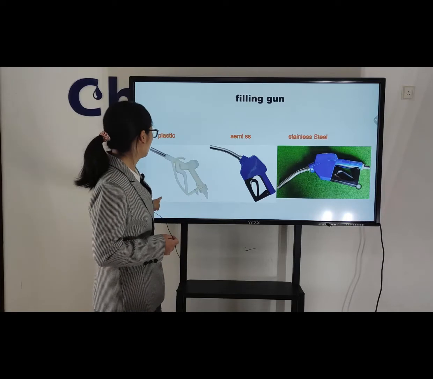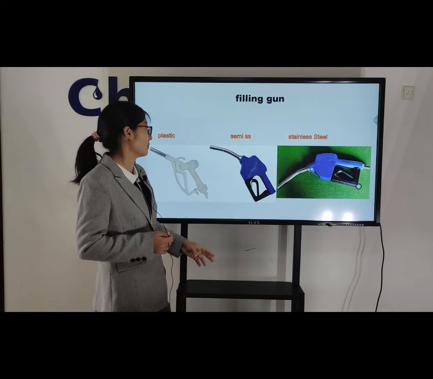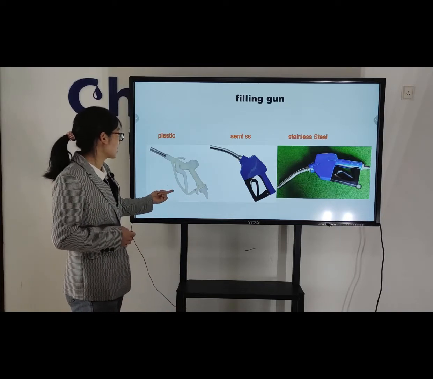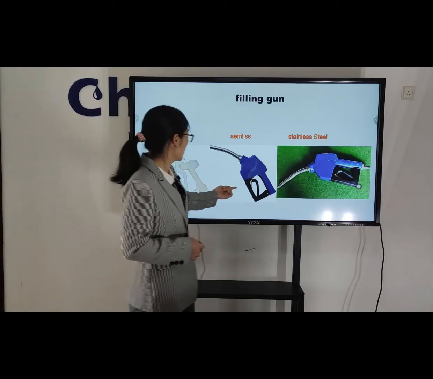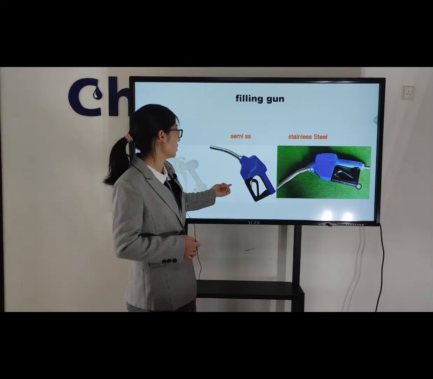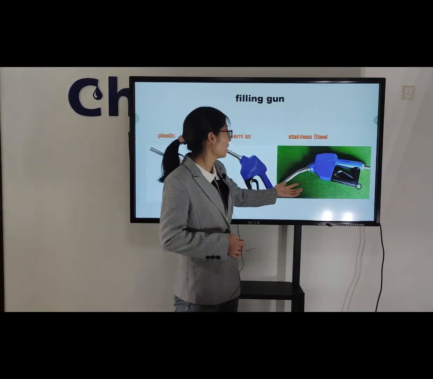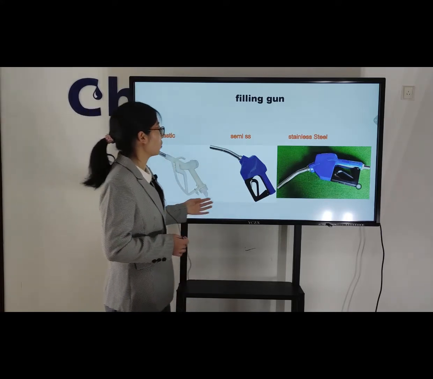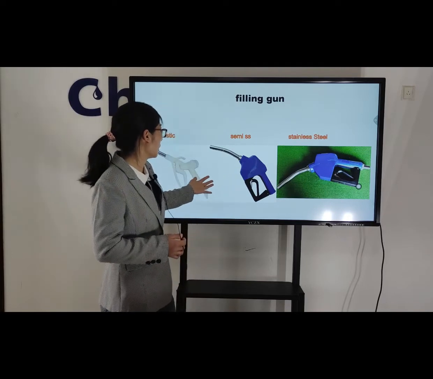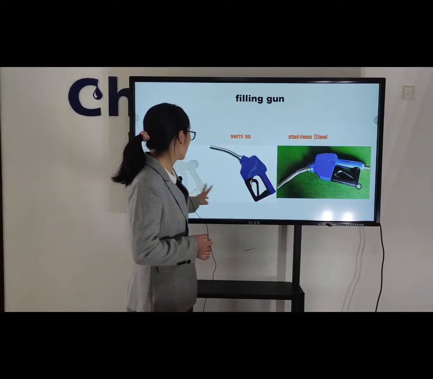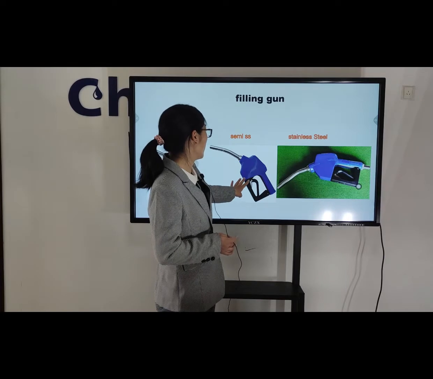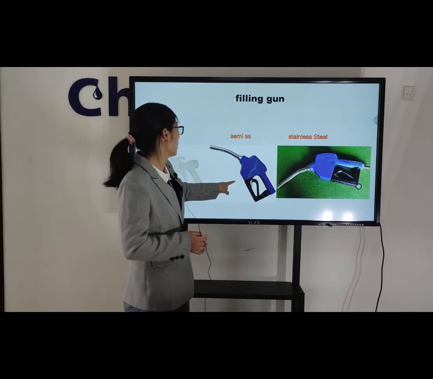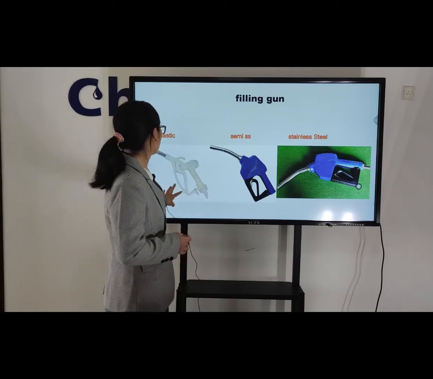Here is about the filling gun. You can see there are three kinds of them. This one is the cheapest, made of plastic, this one is semi-stainless steel, and the third one is stainless steel. Usually we suggest the clients use this one because they have the same function, but this one is strong enough and cheaper than this one. So this one is usually used. We will assemble this one in a carton for the clients.